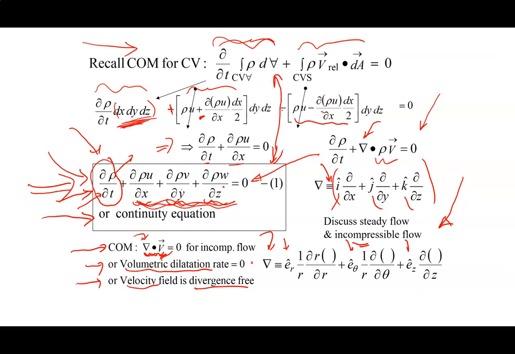So that's a summary for the first objective that I had for this video. The second objective is to introduce the notion of what's called the material or the substantial derivative.